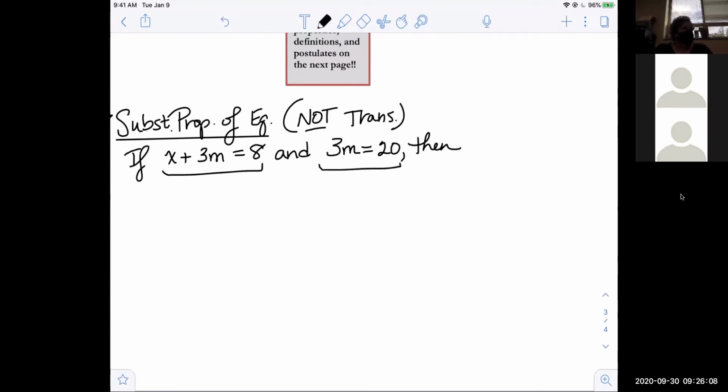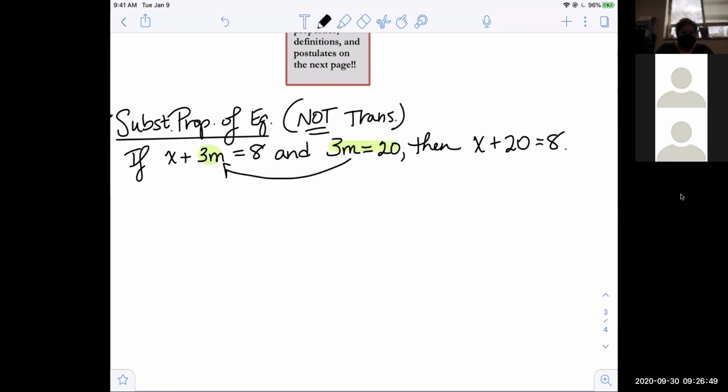Is x equal to 3m? Plug one of them into the other. 3m is 20. Where can you put that? Yes, good. Since 3m is 20, just plug that in. So it'd say x plus 20 equals 8. Okay, that is substitution. Now, why is this not transitive?